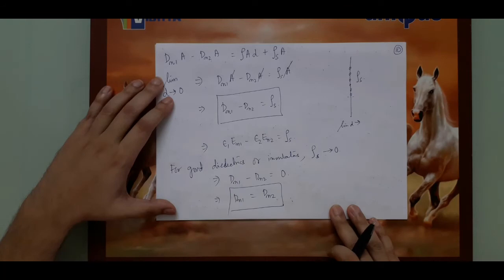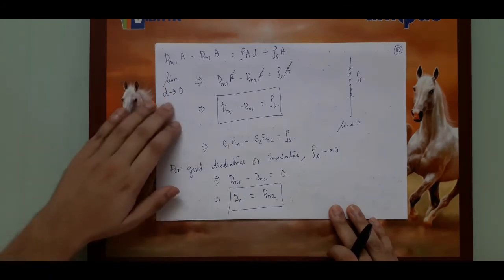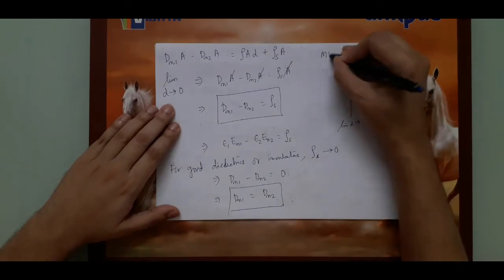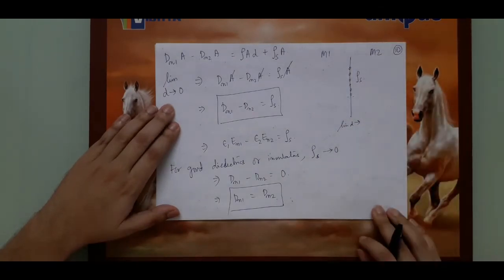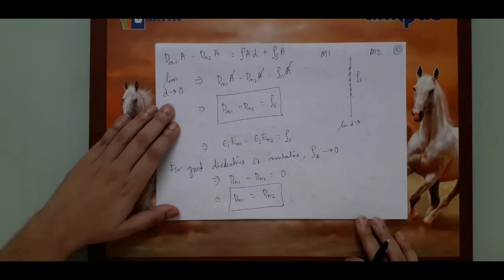Now, what would happen if either medium 1 or medium 2 is a metal or a conductor? In that case, I can definitely say that some rho s will be there. Very good. But is that the complete problem?